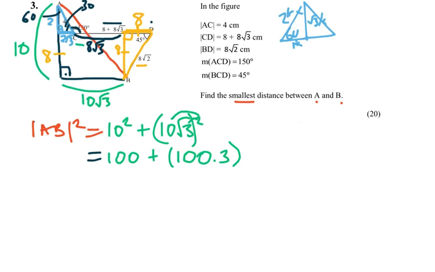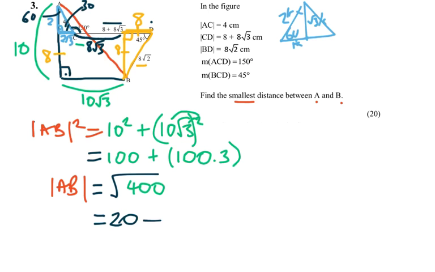So the length of AB is what we'll get when we take the square root of all of this, which is 100 plus 300, which is 400, which we all know is 20. There are units given in this question, and so we should include units in our answer.